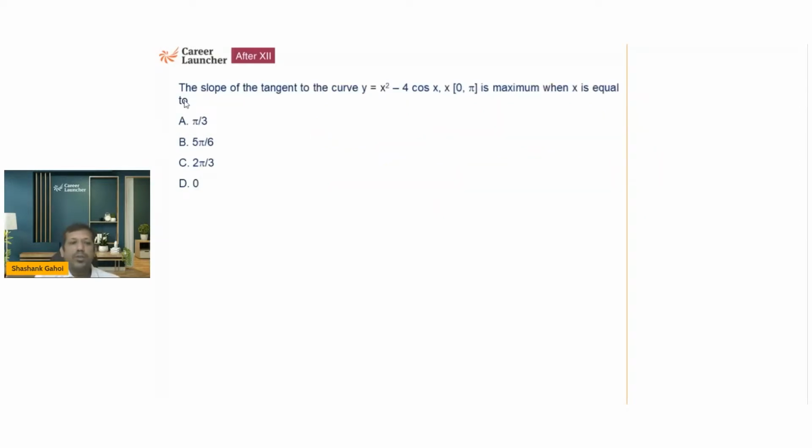Now this question is talking about the slope of the tangent of this curve being maximum at which value. Okay. So what is the slope? It says y is equal to x square minus 4. So what is the slope? That is dy by dx. Oh, it's not 4, it's 4 cos x. Okay. So I can say that is going to be 2x plus 4 sin x.